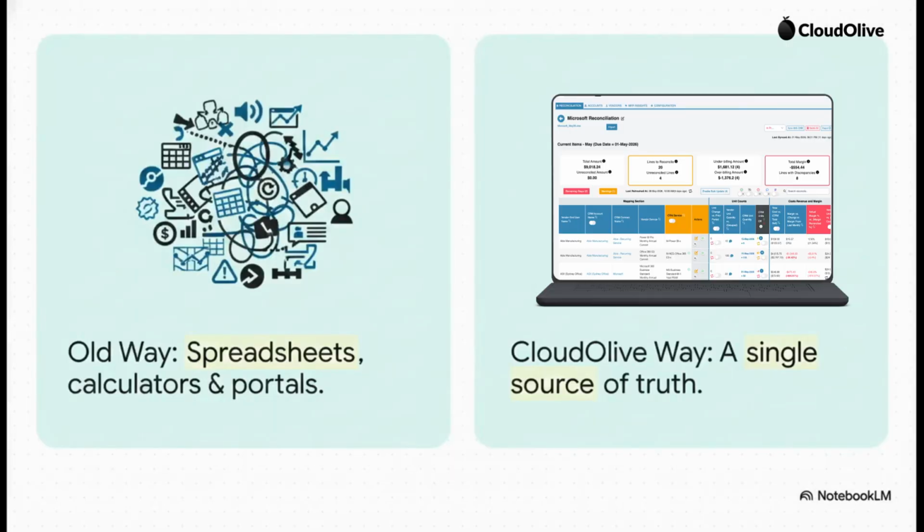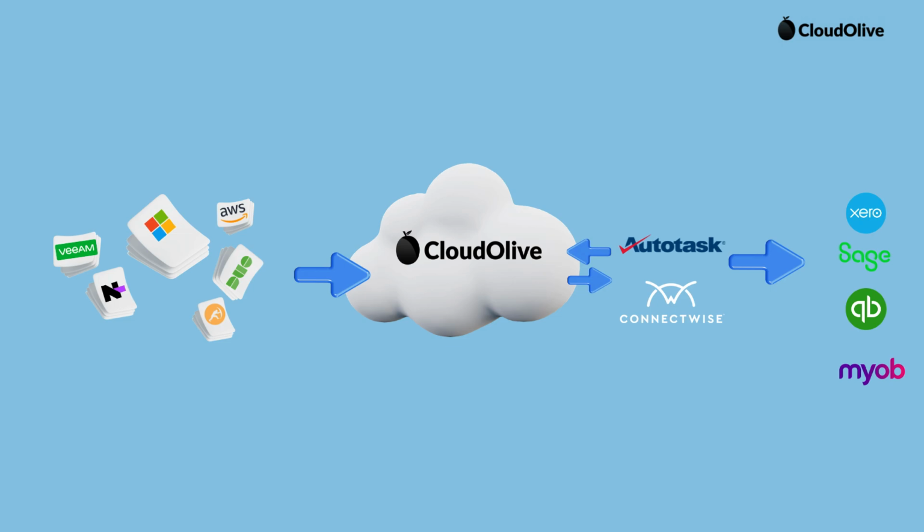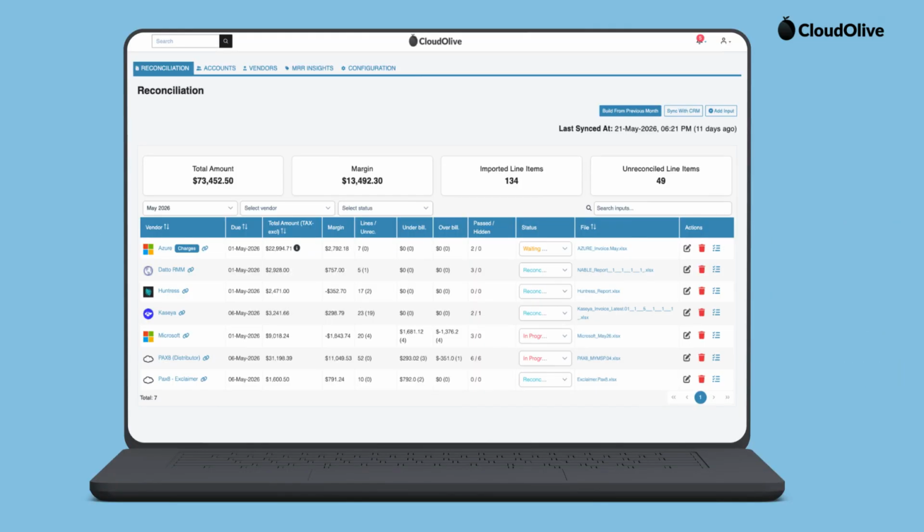See, the old way is the unfortunate reality for way too many MSPs right now. It is a sleep-depriving scramble of chaotic spreadsheets, clicking away on desktop calculators, and manually logging into a multitude of vendor portals just to check unit numbers. It's a fragile system where vital billing knowledge is usually trapped in just one person's head, and usually it's the business owner's head. Now contrast that with the CloudOlive way. They offer a single source of truth. It instantly consolidates all of your vendor usage into one beautiful central view, and it automatically maps your actual cost directly to your client contracts.